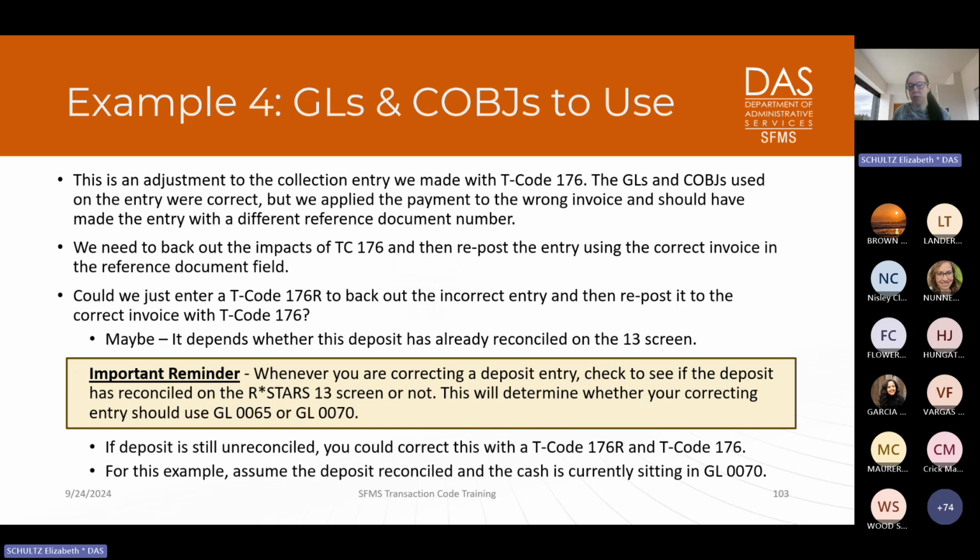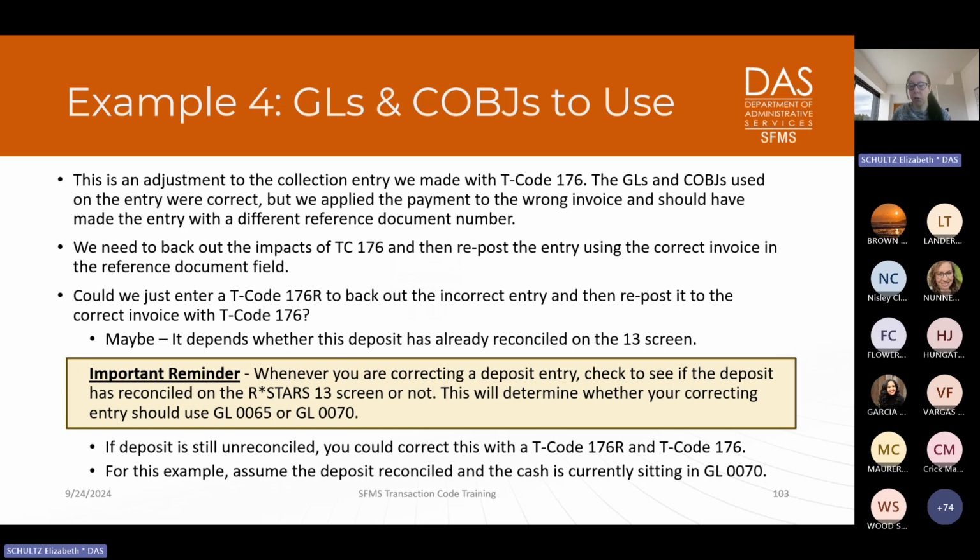So if this deposit was unreconciled, we pull it up on the 13 screen, it still has an end status, it hasn't matched to Treasury yet. We could correct it with a T-code 176R, back out that entry, repost it with T-code 176. And that would be the way we could resolve that one. But for this example, we're going to assume that deposit already reconciled.